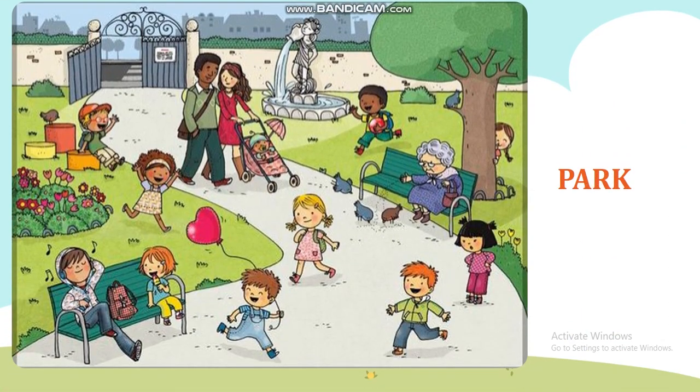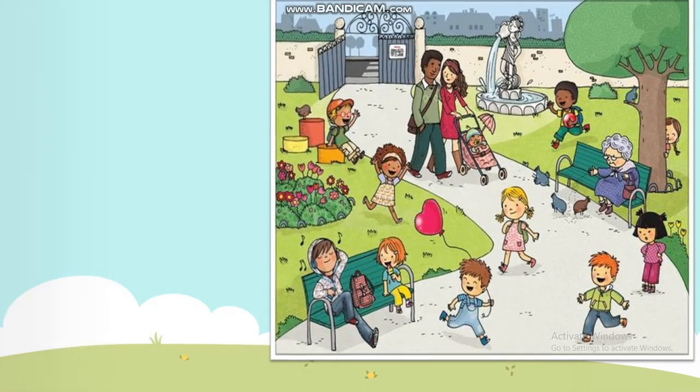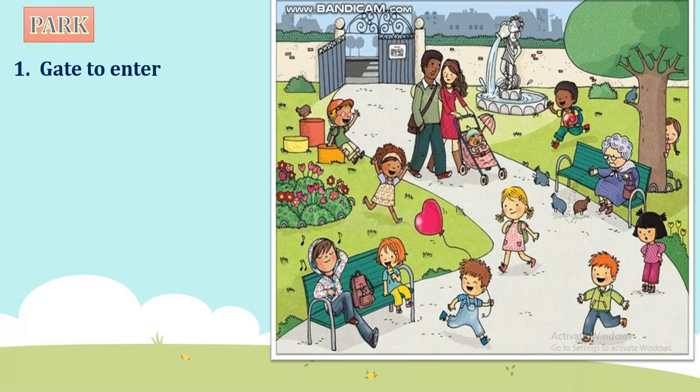Now children, let's start. Look at this picture. Observe it carefully. To make it easy, we can jot down our observation. What is this picture about? Park. This is a picture of a park. How do we enter the park, children? Can you see a gate? Yes, there is a gate to enter the park. Now see who's walking with a small baby. A man and a woman are walking with their baby.